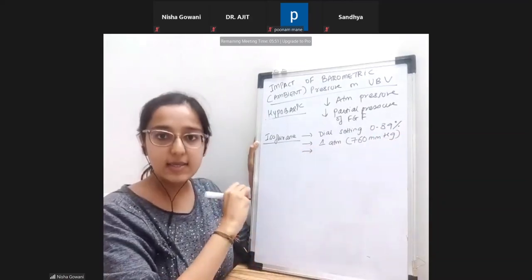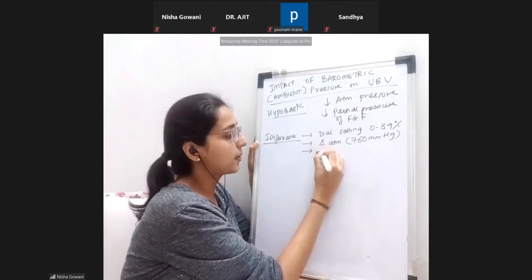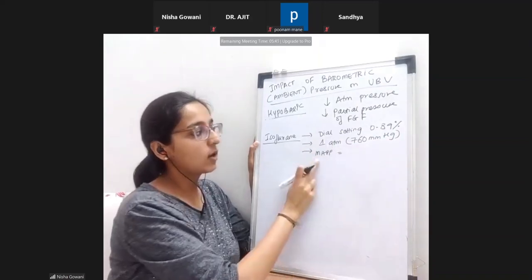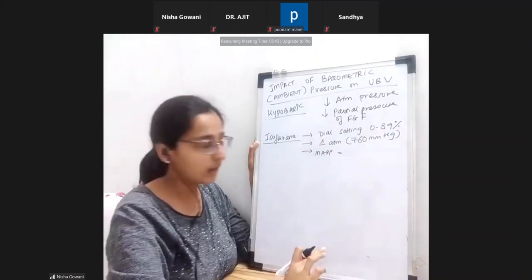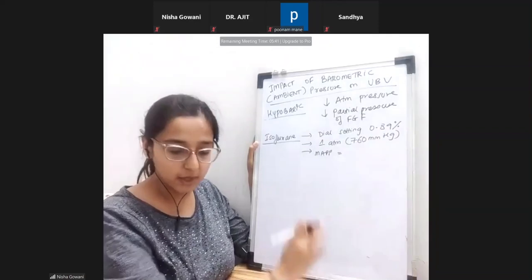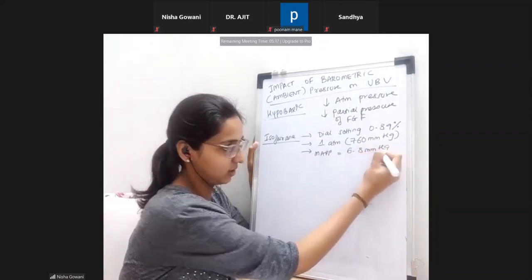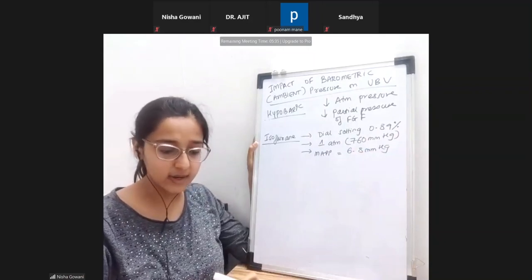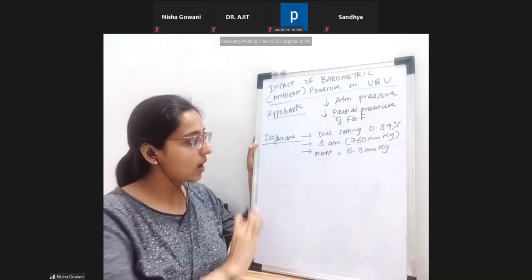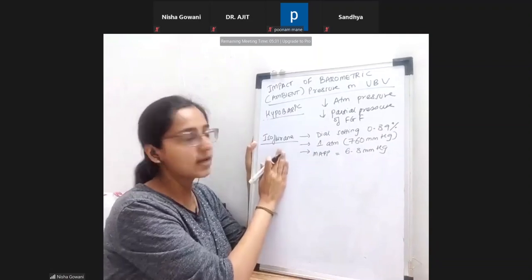At this pressure, what did they find out, what is the MAP? Obviously, we can calculate the MAP from this 0.89, right? So the minimum alveolar partial pressure over here was calculated to be 6.8 mmHg, which is getting delivered to the patient.